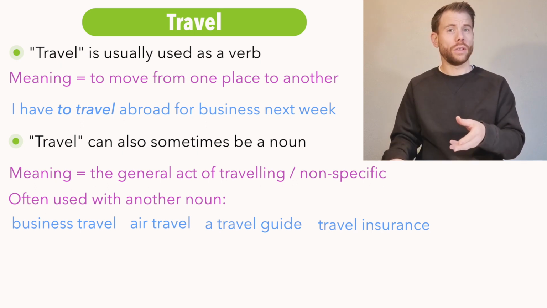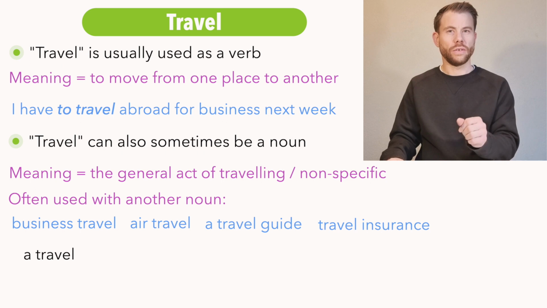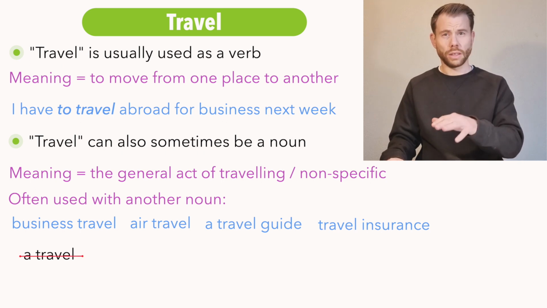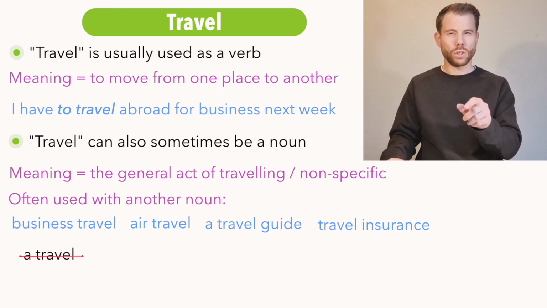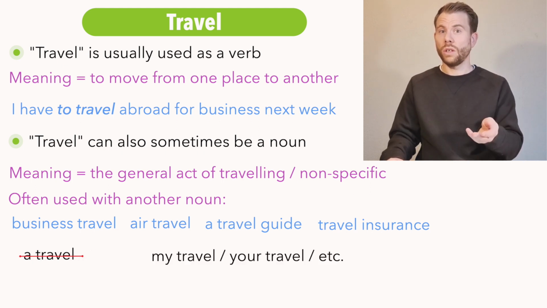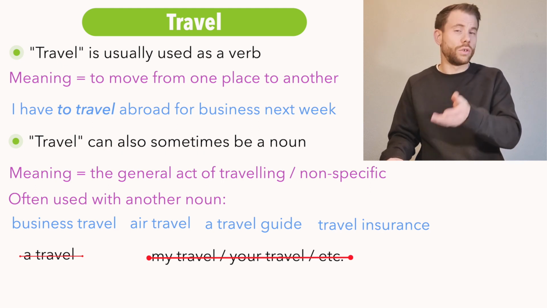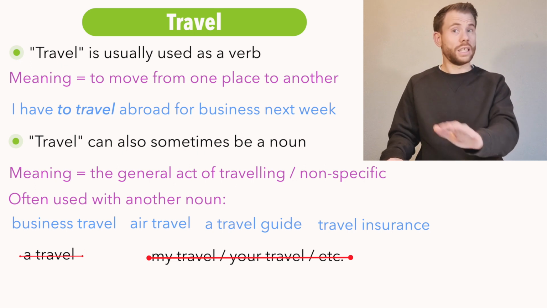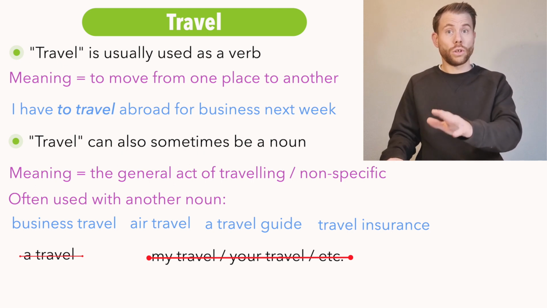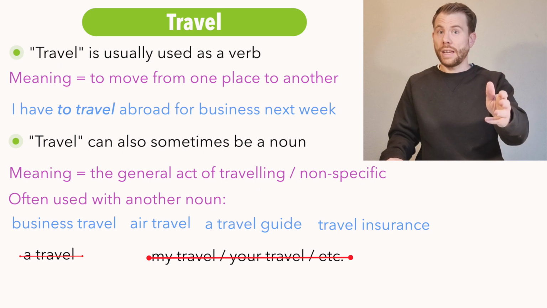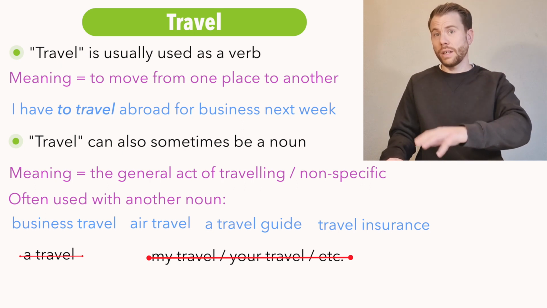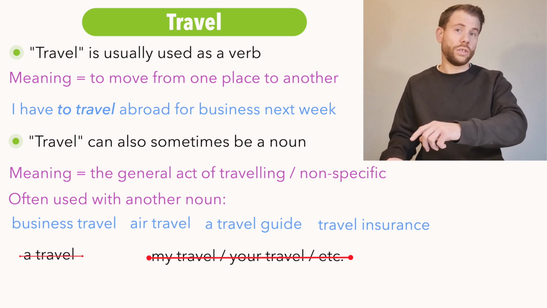Another point when travel is being used as a noun, it's normally uncountable. So this means you can't use a in front of it. Also determiners, words such as my or your, are not used with the word travel as a noun. So my travel or your travel, this doesn't really exist in English. So the word travel, predominantly a verb and sometimes used as a noun, but most probably in combination with another noun.